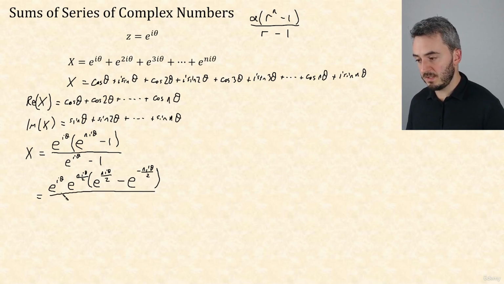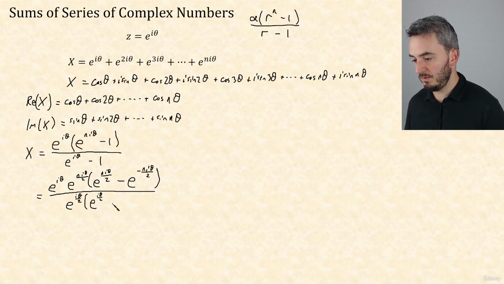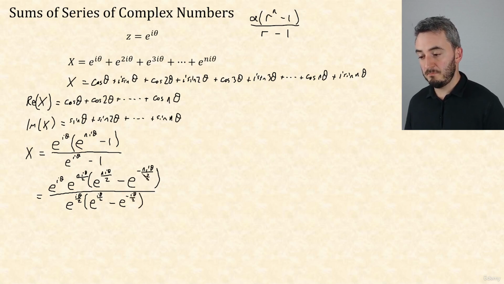Similarly, on the denominator, I can factorize out an e to the i theta over 2, leaving me with e to the i theta over 2 minus e to the minus i theta over 2. Both of these are now ready to replace. What do we replace them with? Well, let's come on to that in a second. Let's first deal with this.